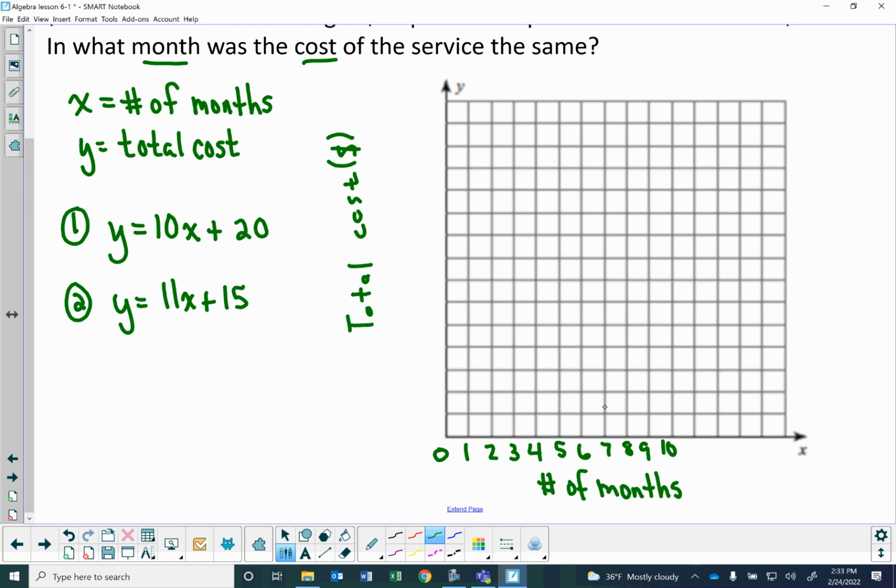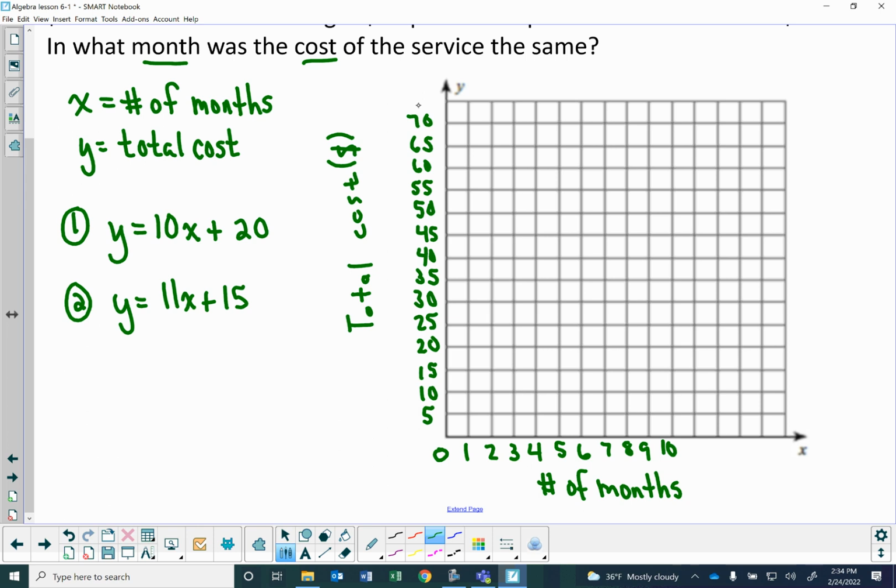For my total cost, I'm probably not going to count by ones, because we know we have an activation fee of $15 and an activation fee of $20. So I'm thinking it's probably going to be really, really handy to count by fives, right? Because 20 and 15 are both multiples of 5. So let's go with $5, $10, 15, 20, 25, 30, on all the way up to about 70.